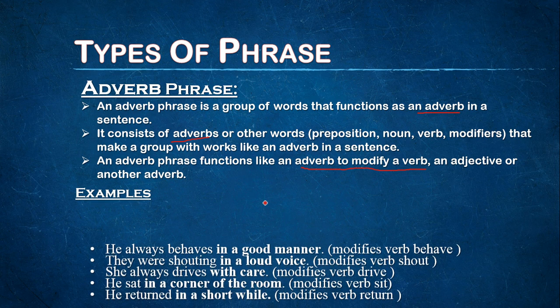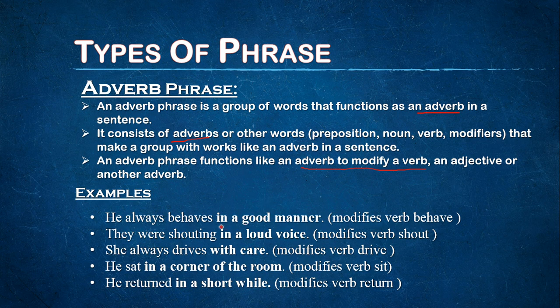For example, he always behaves in a good manner. It modifies behave, therefore it is called an adverb phrase. They are shouting in a loud voice. It modifies the verb shout. Therefore, it is called an adverb phrase. She always drives with care. It modifies the verb drive. Therefore, it is called an adverb phrase.